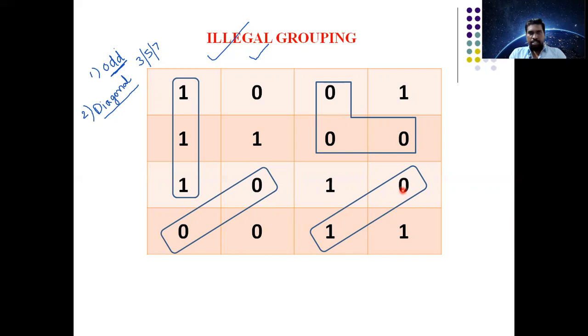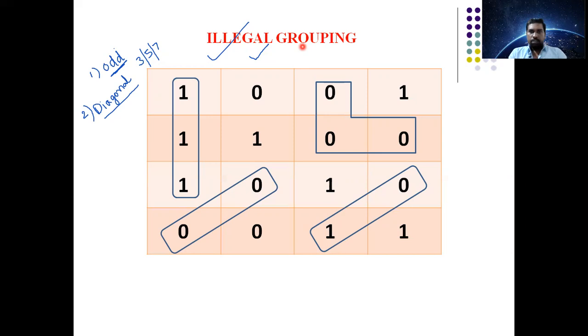The first condition is when you group an odd number of cells in a K-map. And the second condition is when diagonal cells of a K-map are grouped. When these two conditions exist, then it is called an illegal grouping. And a very, very important point is illegal grouping should not be done in the K-map, and that should be avoided.